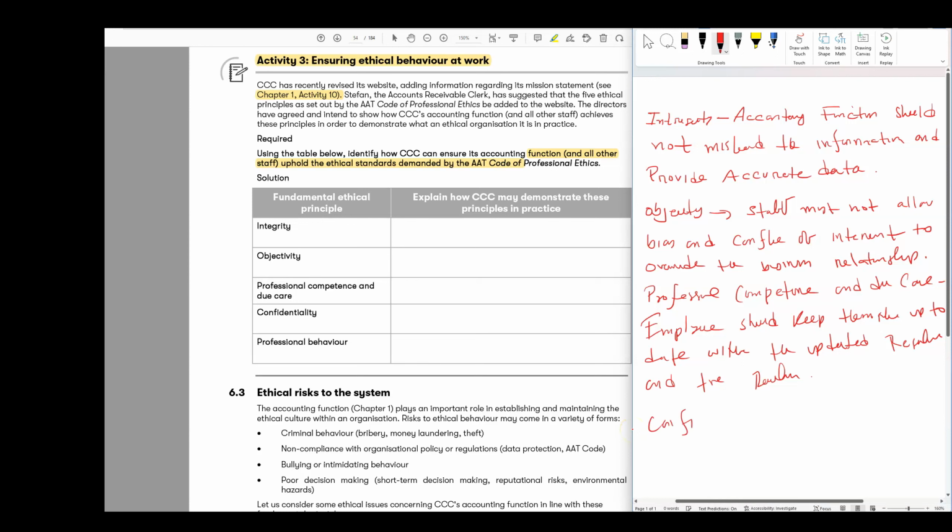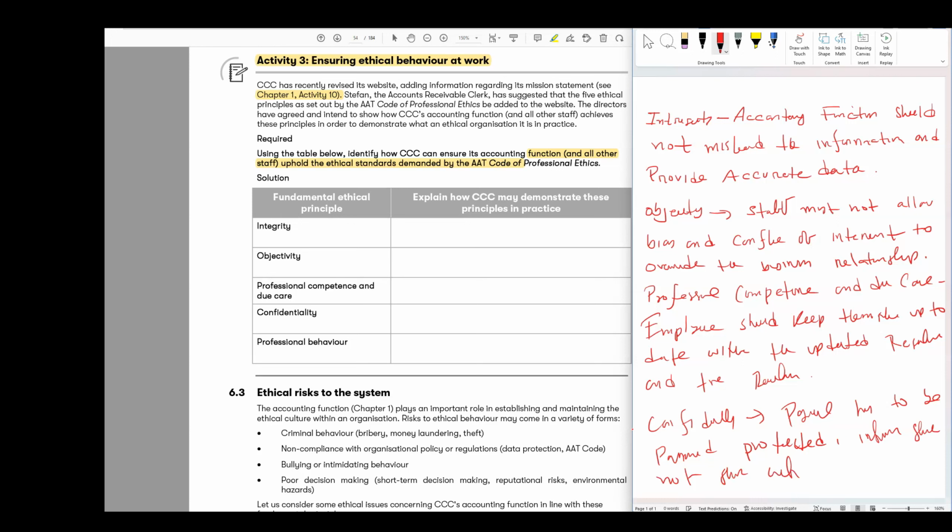Confidentiality. The information has to be always kept in a secure manner, and we should not share the information with anyone until it is required by law. So we can say the payroll has to be password protected. Information should not be shared with anyone until it is required by law.